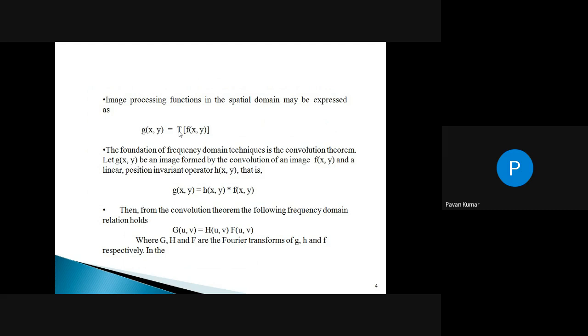Whereas in the frequency domain, as I already told you, first we convert the spatial information to frequency, and then we operate on it. We apply the filter. Here we use the convolution principle. That means convolution in the time domain is equal to multiplication in the frequency domain. Based on that concept, the frequency domain methods work.